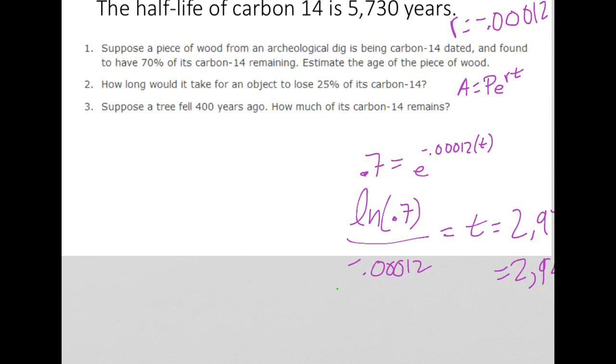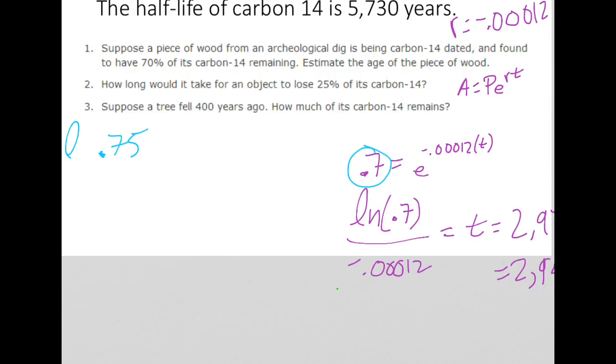And now question number 2 says, how long would it take for an object to lose 25% of its carbon-14? Well, if it loses 25%, that means that it still has 75%. So it's going to be a very similar problem. It's going to be 0.75, and that's going to be instead of 0.7 there, so it's going to be the only difference.